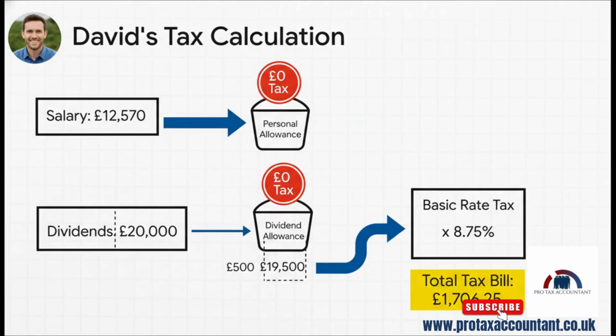His salary of £12,570 is completely covered by his personal allowance, so the tax on that is zero. Simple. Of his £20,000 in dividends, the first £500 are also tax-free thanks to the dividend allowance. This leaves £19,500. Because his total income keeps him well within the basic rate band, these are taxed at 8.75%, which comes to £1,706.25. And that's his total tax bill for the year.